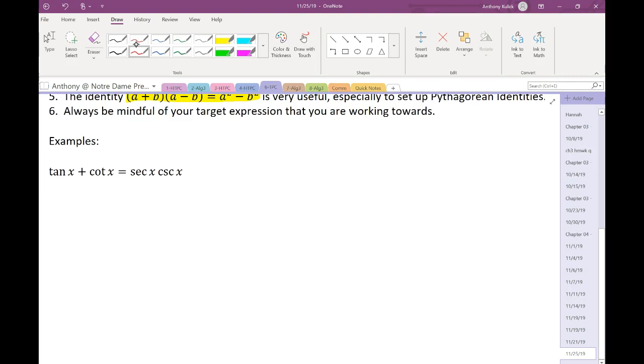Okay. So we're working on the left-hand side, and we want to turn it into the right-hand side. The left-hand side is tangent x plus cotangent x. What do you want to do with that?